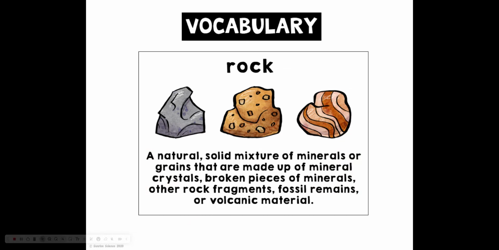So, vocabulary. We're going to go in the top right-hand corner and define a rock so we all are on the same page. A rock is a natural, solid mixture of minerals or grains that are made up of mineral crystals, broken pieces of minerals, other rock fragments, fossil remains, or volcanic material. So the key word there is natural, and it comes from other things. Rocks just don't get created out of nothing. They actually come from other types of things.